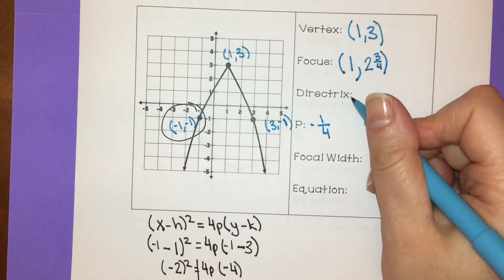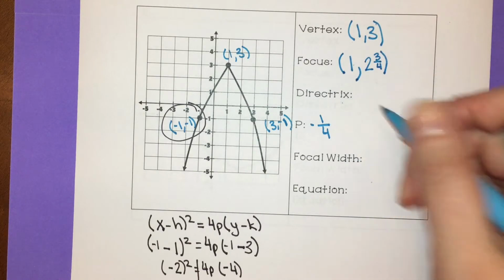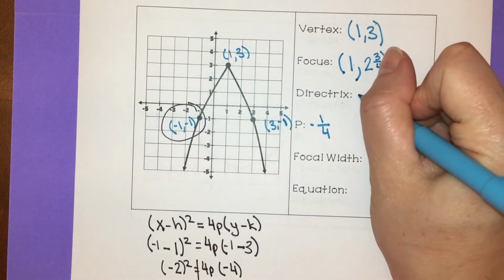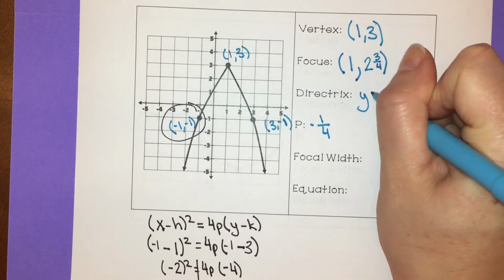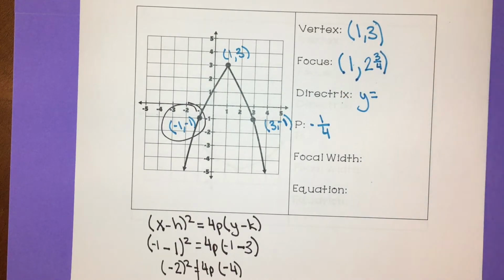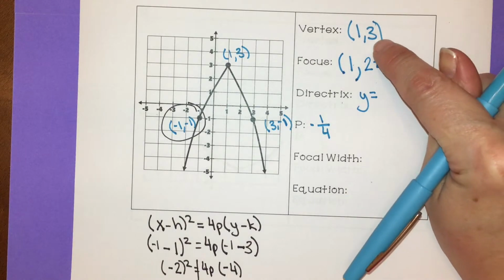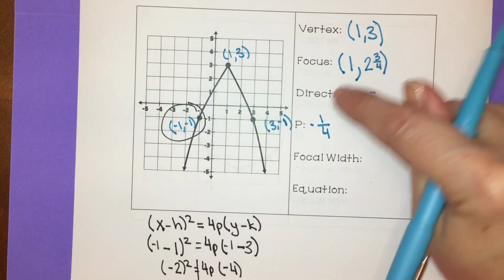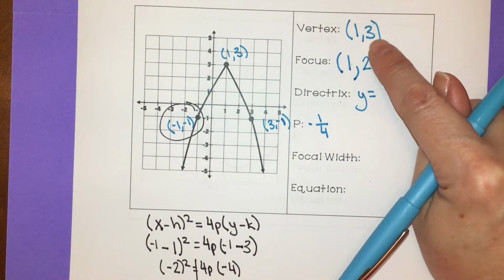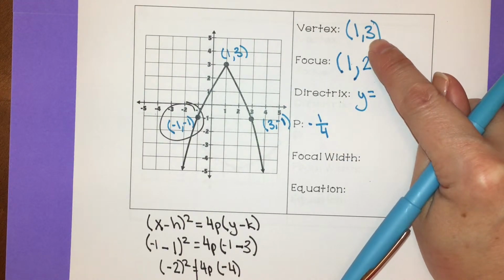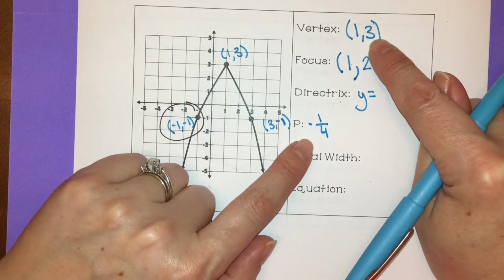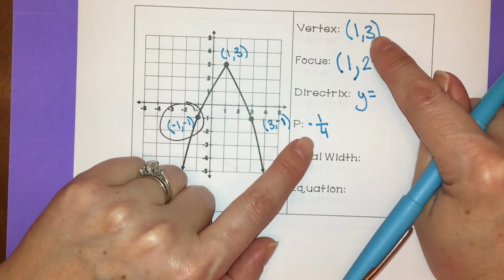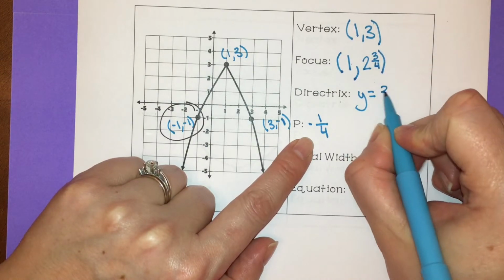Okay. The directrix. This one's going to be a horizontal line. So this is y is equal to, okay, my y coordinate of the vertex minus my p-value. So the y coordinate of my vertex is 3. 3 minus -1/4. Well, minus a negative is plus a positive. So 3 plus 1/4 is 3 1/4.